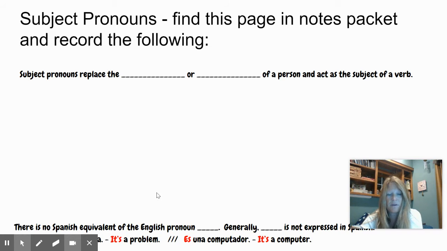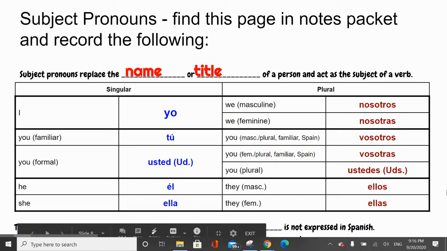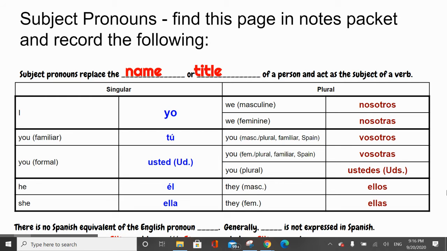Okay. So here are the subject pronouns. Just so you know, all these notes are in your Google Classroom or Google Slides, but the notes are here as well. So this is all about subject pronouns. You're going to find this page in your notes packet and record the following. First of all, subject pronouns replace the name or the title of a person, and they act as the subject of a verb. These are the notes that you're going to put into your notes. Don't forget about that. That is in your packet of notes after your vocab.